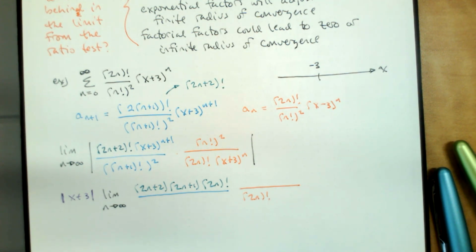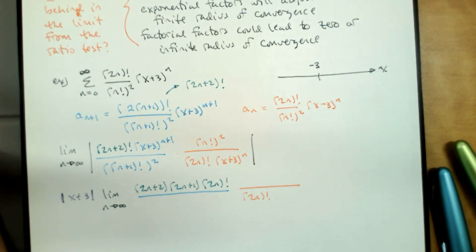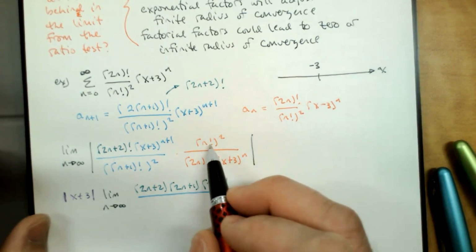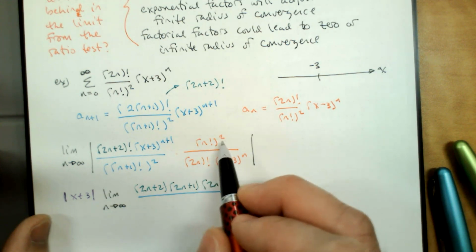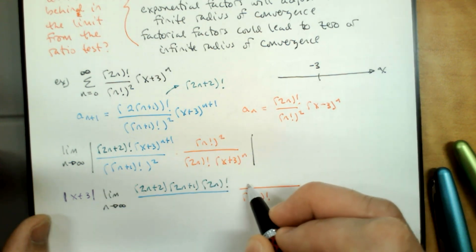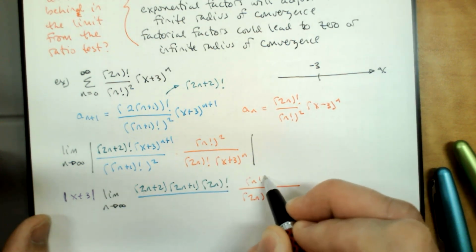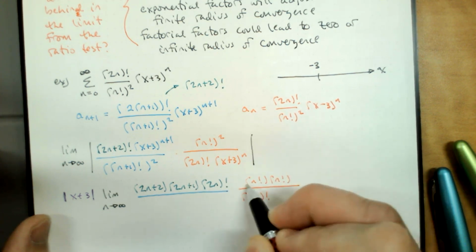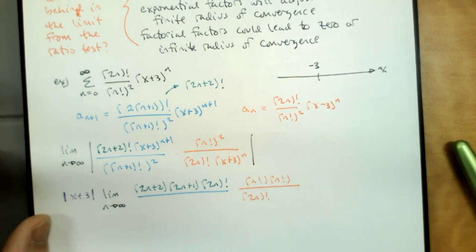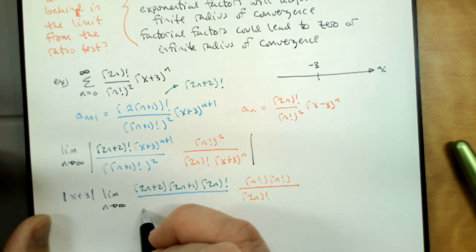The thing to note with the n factorial squared is that's 2 copies of n factorial. Notice in the order of operations, the factorial is first, and then we square the result. So we can write this as 2 copies of n factorial. And down here, I have 2 copies of n plus 1 factorial.